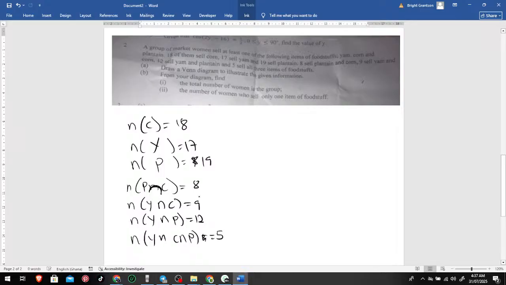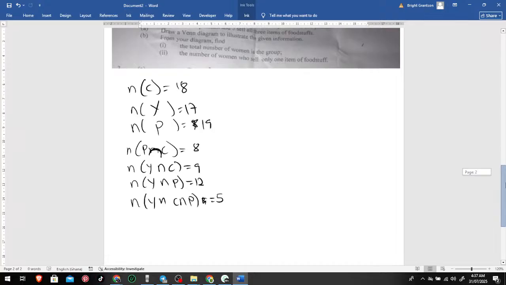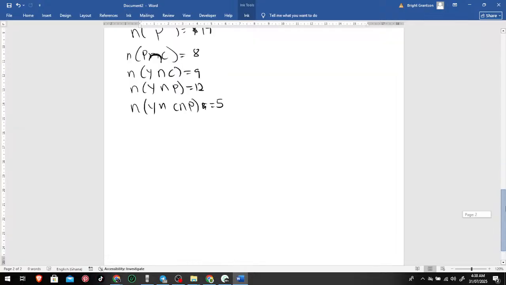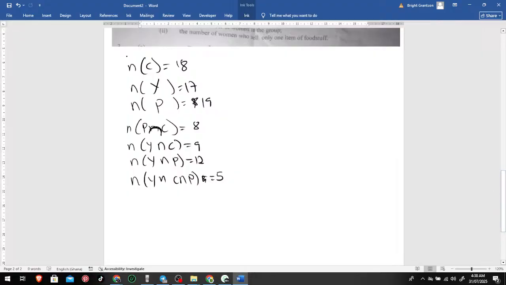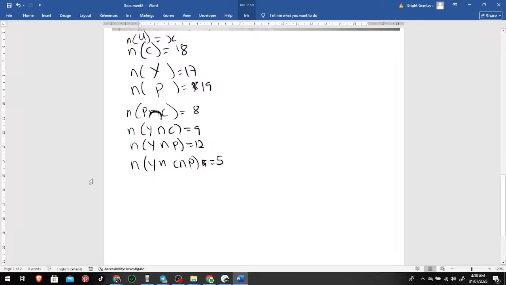Up to this level, are we okay? So now it says draw a Venn diagram to illustrate the given information. So let's look at our data to draw a Venn diagram. We don't have the universal set, so have in mind the number of the universal set. We don't know, so we can put x there. Why don't I draw the Venn diagram here so that after that I come down?